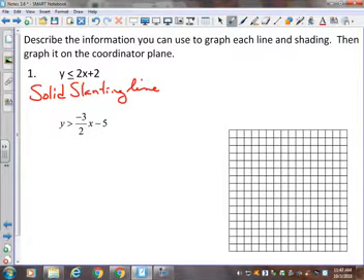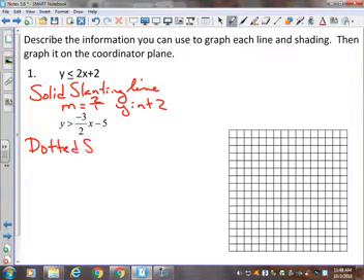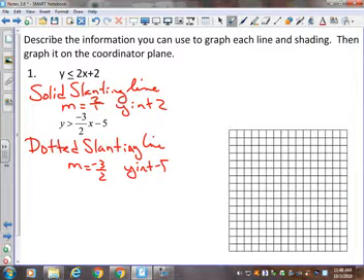x and y in the equation. My slope would be 2 over 1, and my y-intercept would be 2. If I look at my second equation, it's going to be dotted because it doesn't have the equal to line. It is also slanting because it has both variables, and it has a slope of negative 3 over 2 and a y-intercept of negative 5.